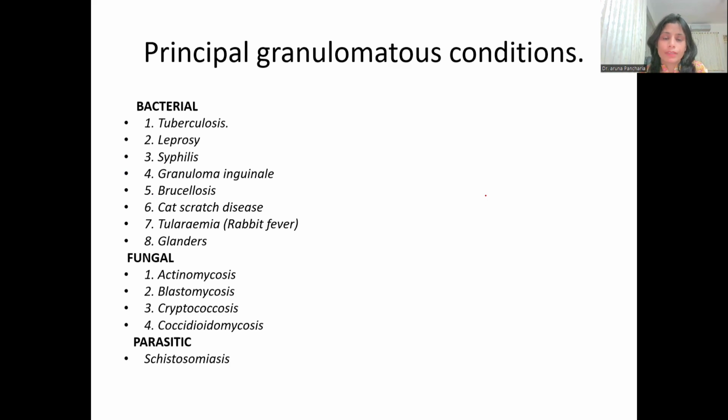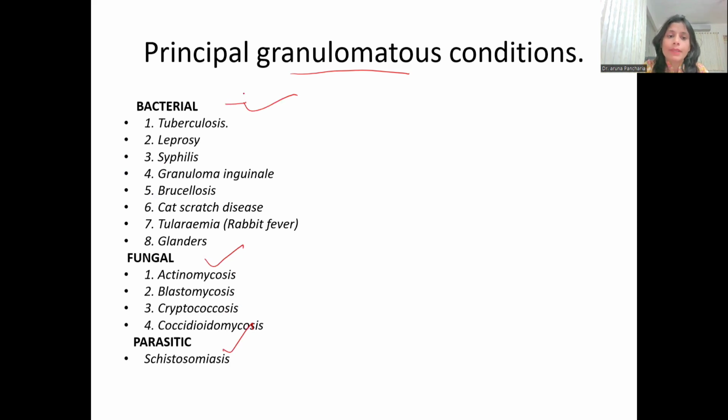The other important thing is that in your viva the examiner may ask you what are the different granulomatous conditions. So TB is not the only answer, because normally we think granuloma means TB. There are different diseases in which granuloma is seen. So your answer should be like this: there are some bacterial conditions, there are fungal conditions, there are parasitic conditions, and there are some miscellaneous conditions.